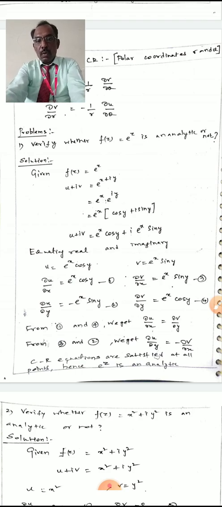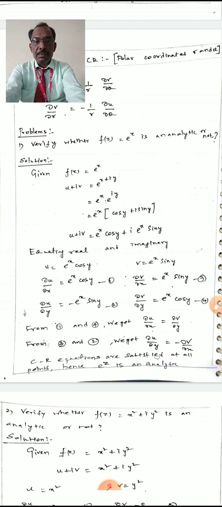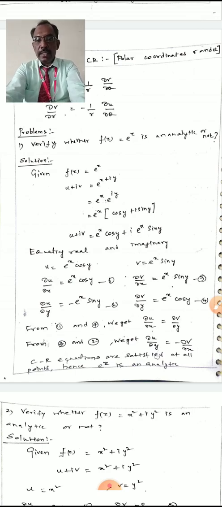Okay. Now the question is: verify whether f of z is equal to e power z is analytic or not. Solution: given f of z is equal to e power z. What about f of z? u plus iv is equal to e to the power of x plus iy. e to the power of x plus iy can be separated into e power x into e power iy. e power iy can be written as cos y plus i sin y. We know that the e power theta formula is cos theta plus i sin theta.